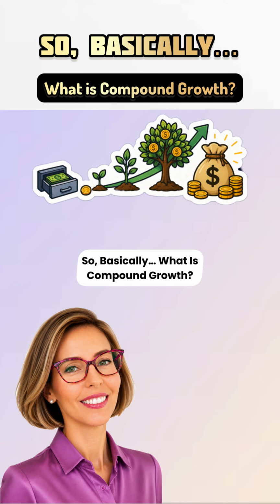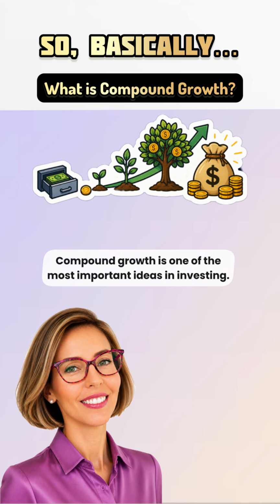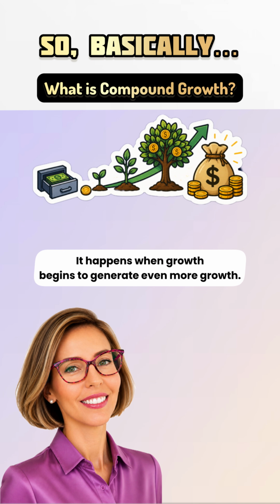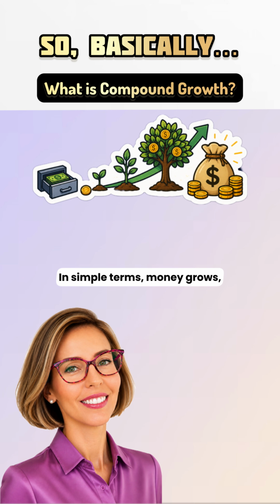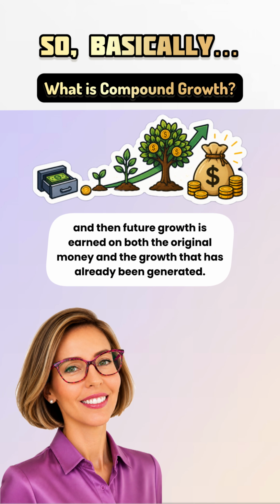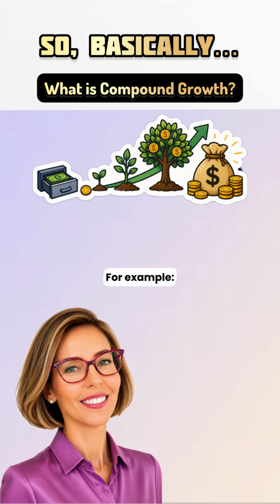So, basically, what is compound growth? Compound growth is one of the most important ideas in investing. It happens when growth begins to generate even more growth. In simple terms, money grows, and then future growth is earned on both the original money and the growth that has already been generated. For example, imagine someone invests $1,000.